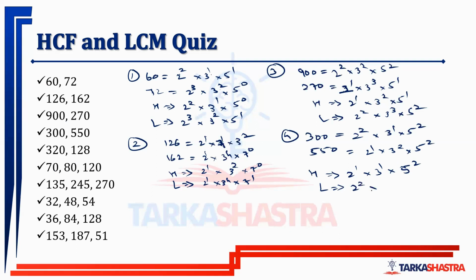LCM takes the bigger power of 2 squared, bigger power of 3 squared, and 5 raised to 2, as it is. So we take it as it is. Then we have the fifth one. Let us try to do it here.